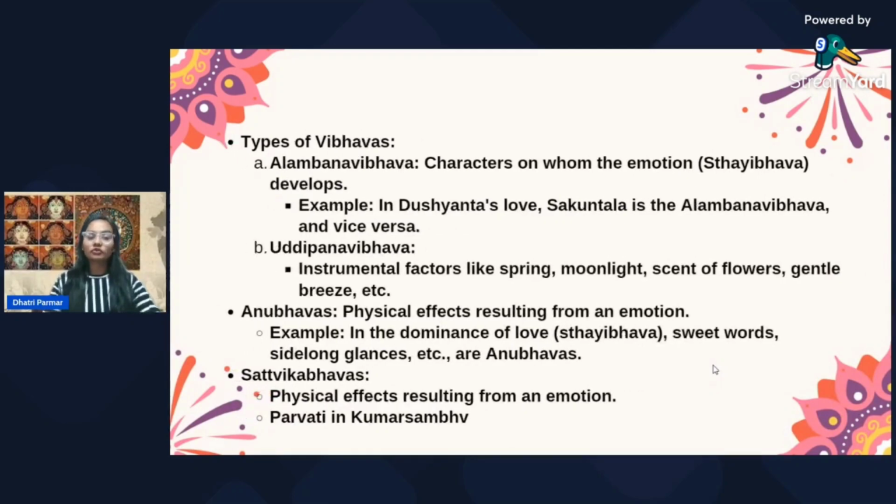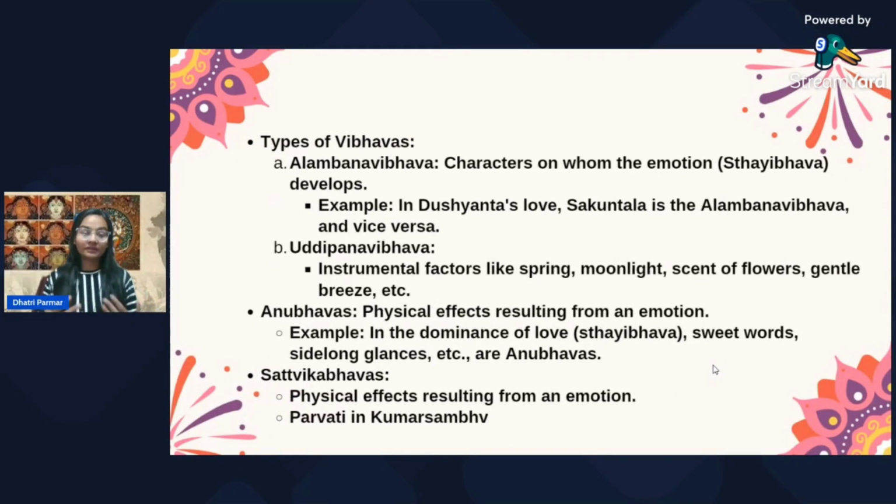Now, let us have a look at the types of vibhava. Vibhava means the one who feels the emotion. There are two kinds of vibhava. First is alambana vibhava, the character on whom the emotions develop. In Dushyant's love, Shakuntala is alambana vibhava, and vice versa. So in alambana vibhava, there is a protagonist or a couple on the stage, and they are feeling for each other, and that leads to alambana vibhava.